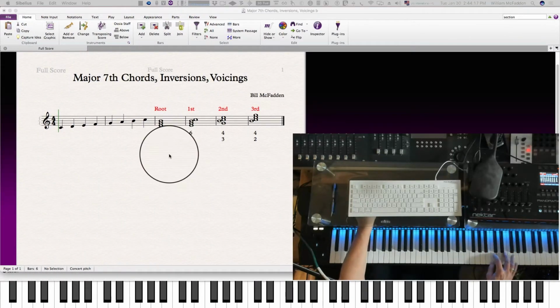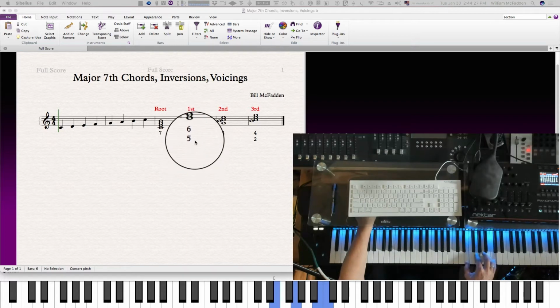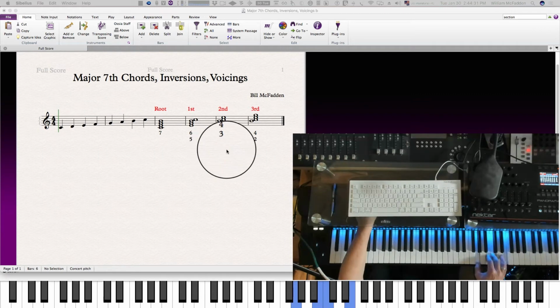Now we shorthand these inversions. So the root we just call a 7, and then the first inversion we just call a 6-5, we shorthand it. And then the second inversion is 4-3, and the third is a 4-2. Okay, so those are the inversions.